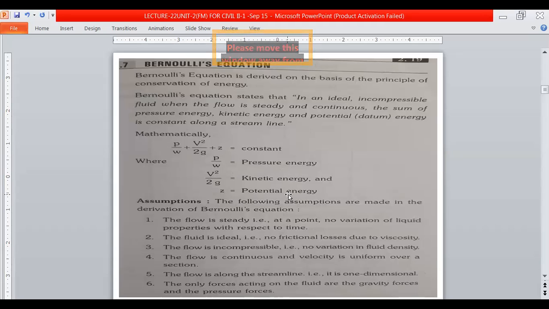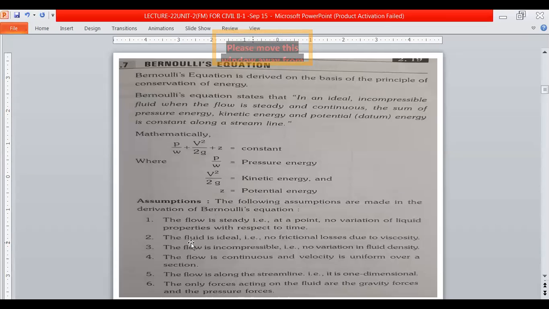So whatever the theory, whatever the definition set by Bernoulli, here also have some assumptions. And the assumptions, if we satisfy them, then this will be valid. So what are the assumptions? Some of the assumptions should be satisfied. What is that? The flow is steady. Flow should be steady at a point, no variation of the fluid properties with respect to time. So with respect to time, the flow should be steady, that is the first assumption.